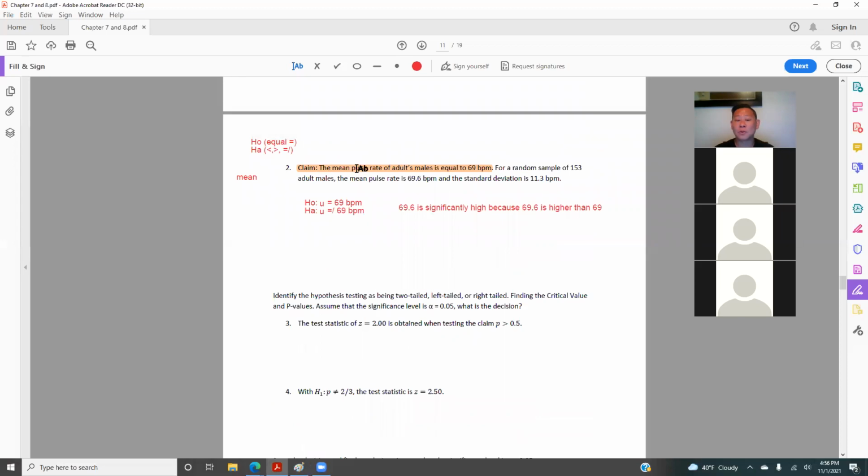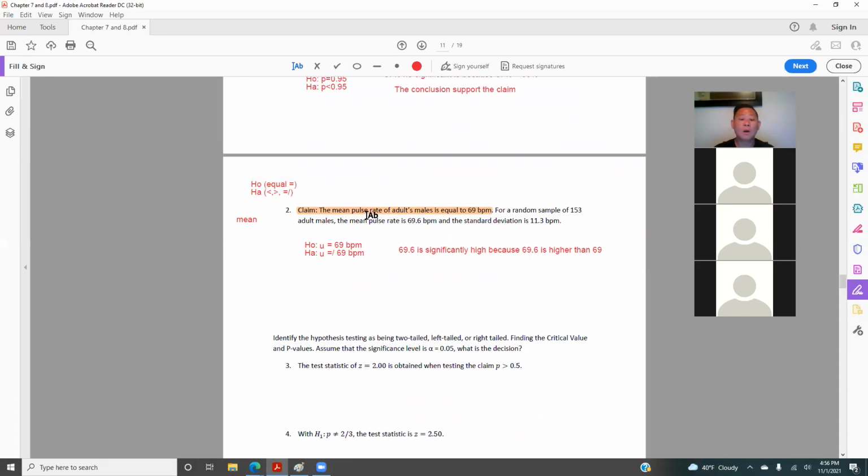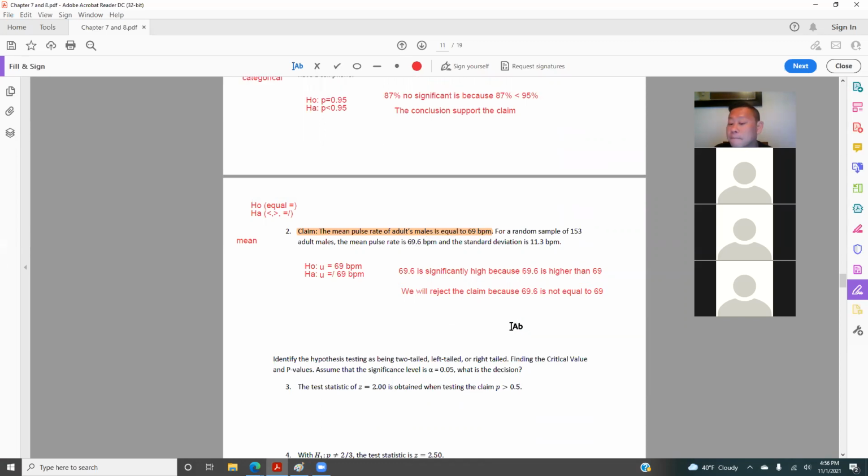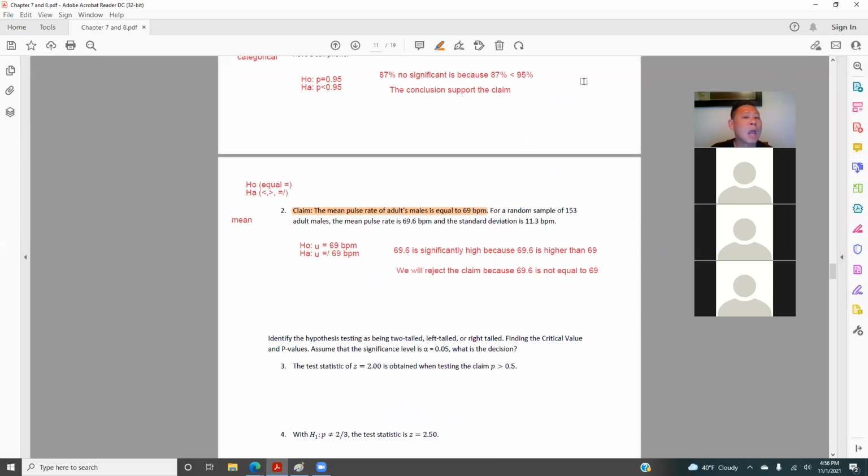So this is your claim. Do you support your claim or do you reject the claim? Is this number equal to 69? Reject. So in this case, we will reject the claim because 69.6 is not equal to 69. In order for us to support the claim, this number should be exactly the same as 69. Yes, Casey. So there's no percentage difference. In this example, it has to be exact.